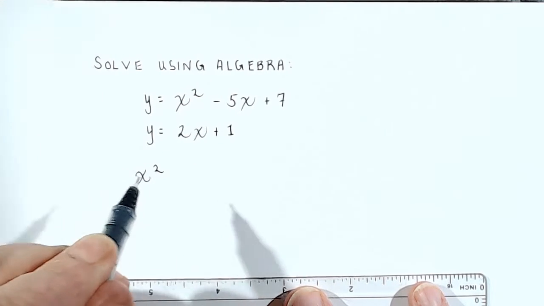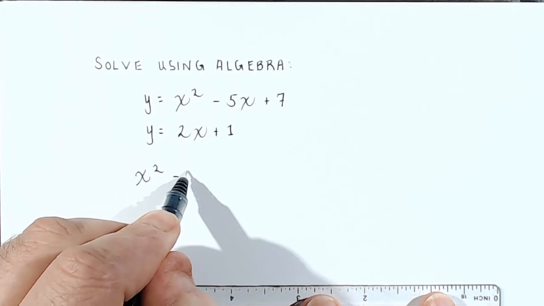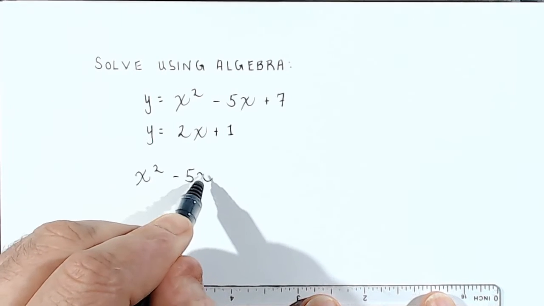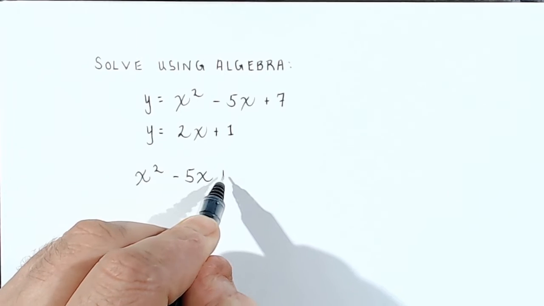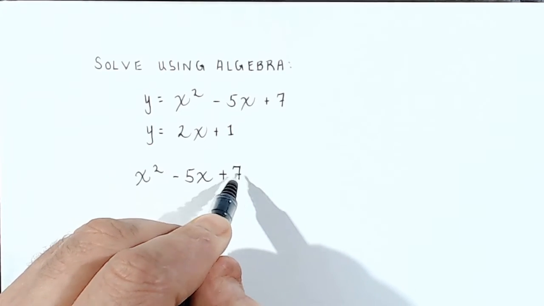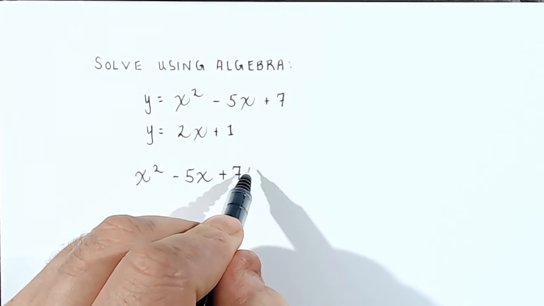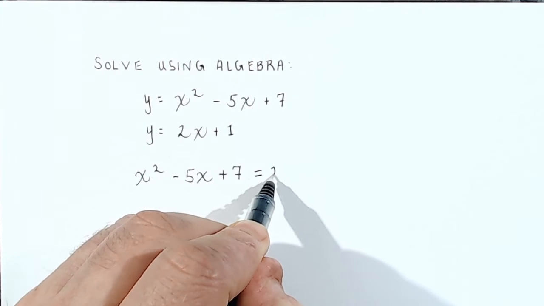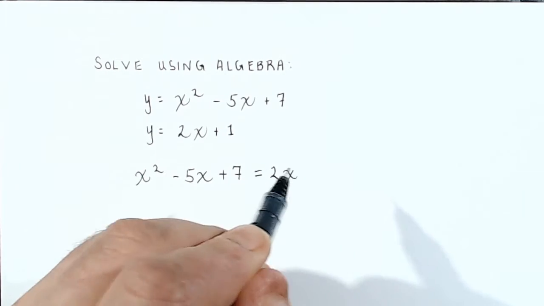x squared minus 5x plus 7 equals 2x plus 1.